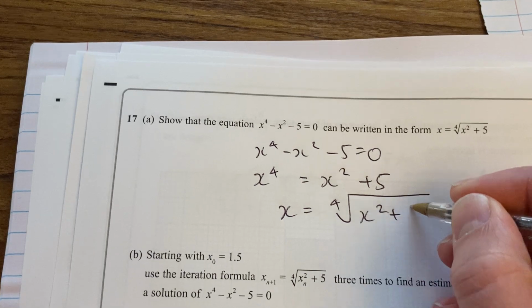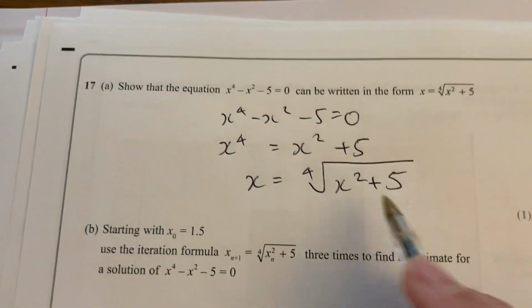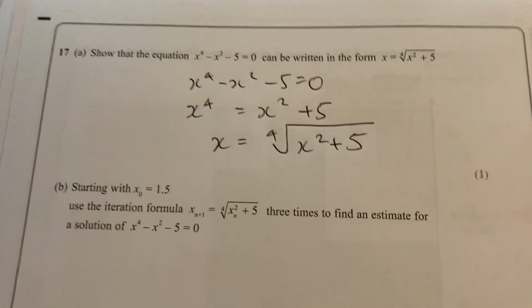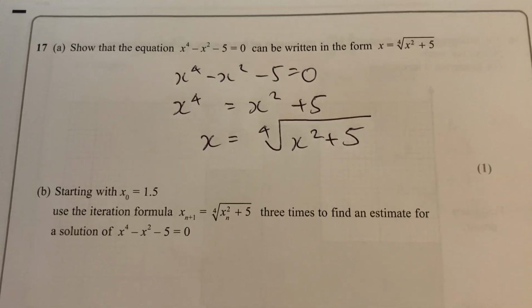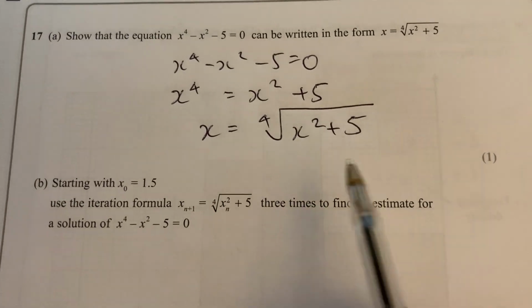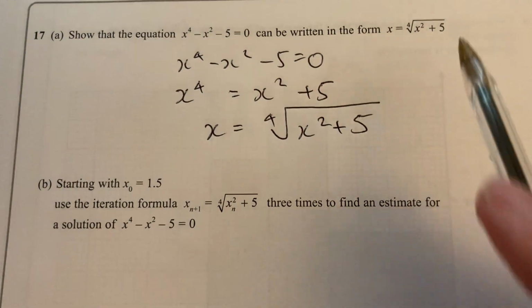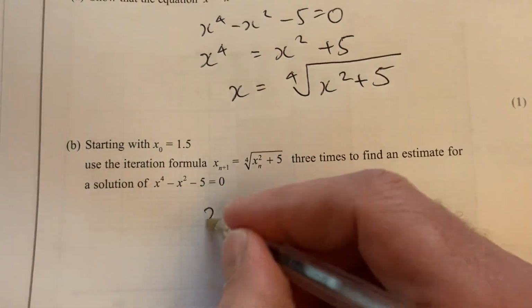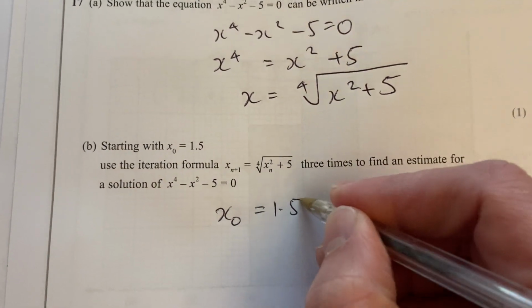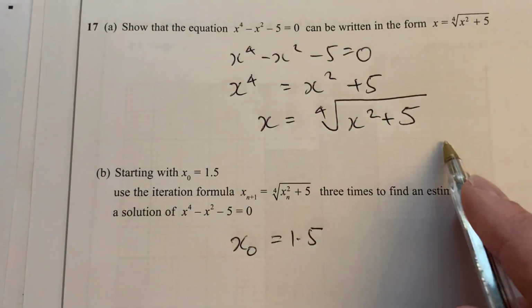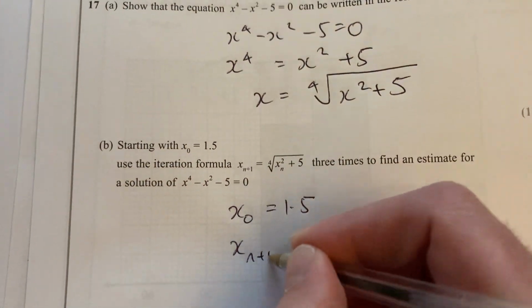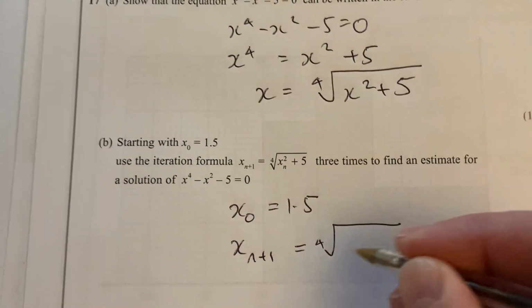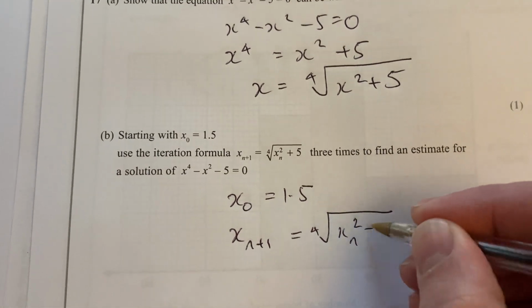And this is a very useful method to find a solution. Those of you who take maths further will see these numerical methods again. So now I have shown that. It's just 1 mark, but I have shown that. So I'm going to start with the first number being 1.5, and using this formula as the iteration, x n plus 1 is equal to the fourth root of x n squared plus 5.